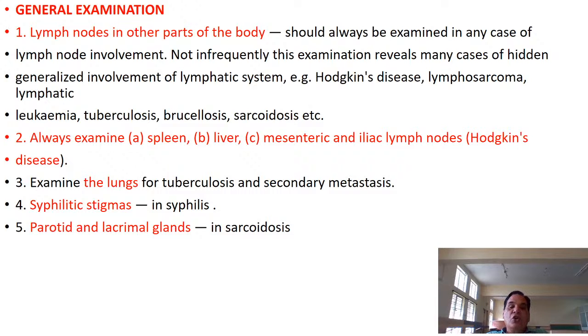And now the general examination. You have to also examine whether lymph nodes are palpable in other parts of the body or not. In generalized lymphadenopathy, many groups are involved. So don't go by that particular side. You must examine the opposite axilla, the neck, and also the abdomen for axillary lymph nodes. Always examine the spleen, liver and mesenteric lymph nodes, mainly in medical conditions like Hodgkin's disease. You have to examine the lungs in tuberculosis or secondary metastasis. Look for syphilitic stigmata in syphilis. And in sarcoidosis, examine the parotid or lacrimal glands. They are very rare, we don't have to bother. But once you palpate one group of lymph nodes, you must always palpate the contralateral group. That is the basic principle for this general examination.